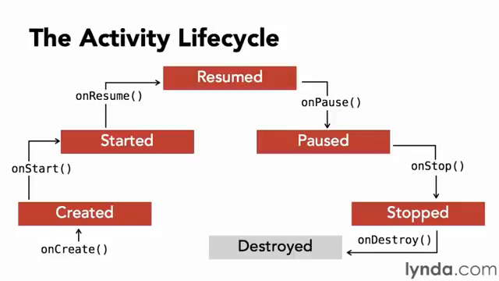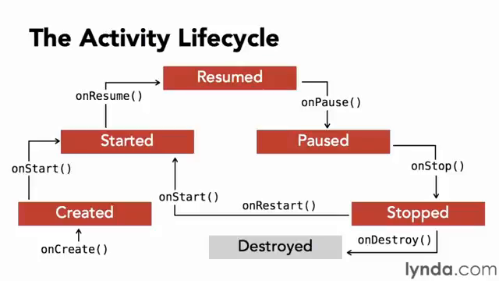There are a couple of other interesting event paths to know about. If an activity is in the stopped state and you want to get it to a resumed state, it'll go through 3 events: onRestart, onStart, and onResume. And if an activity is paused and it needs to get to resume, it'll just trigger an onResume event. The best way to get to know these events is to program with them. So throughout the rest of the course, I'll be adding bits of code to each of these event methods so we can see exactly when they're executed.